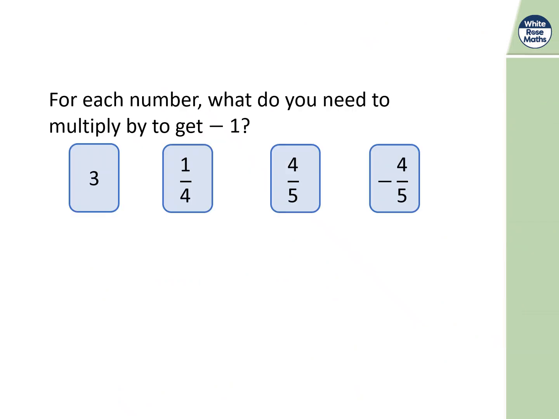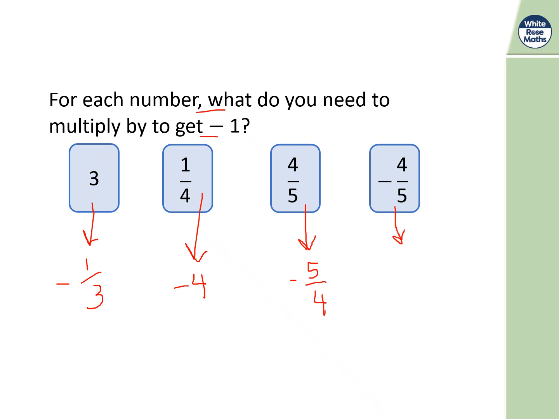Good work, guys. Next up, for each number, what do you need to multiply by to get to minus 1? For 3, we times it by minus a third. So it's the negative reciprocal, remember. For 1/4, we're going to flip it, and then we are going to negate it. So it becomes minus 4 over 1, or minus 4, because anything over 1 is just itself. Here, we're going to have minus 5/4, so it's the reciprocal. So we flip it, turn it upside down, and then we change the sign. And then finally, minus 4/5.